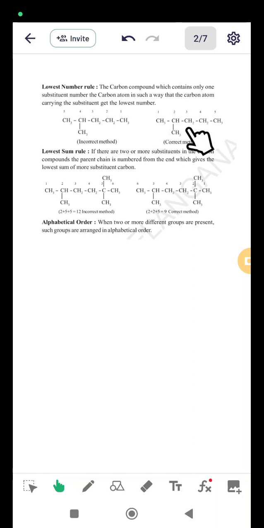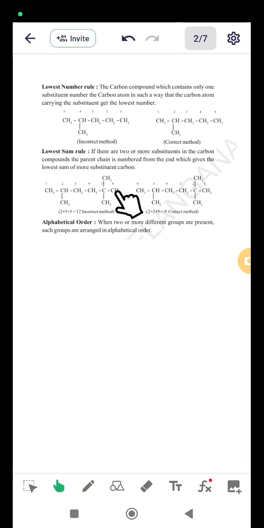So then at the second carbon there is a methyl group. So 2 methyl. So pent, and all are single bonds, so ane. So the name of this carbon compound is 2 methyl pentane. Okay, so like that you have to do. This is the lowest number rule.